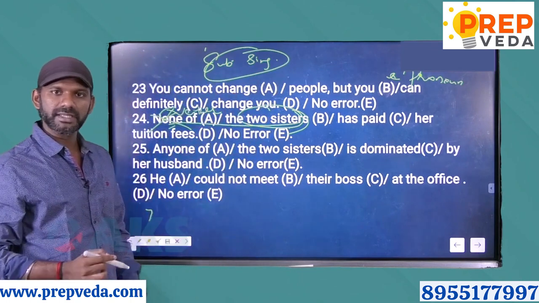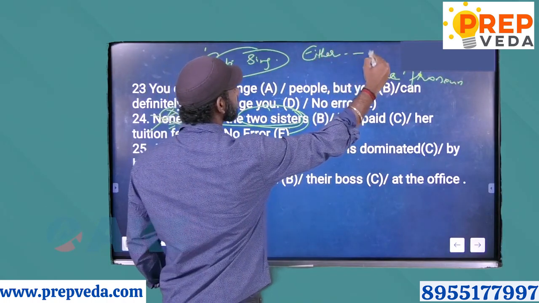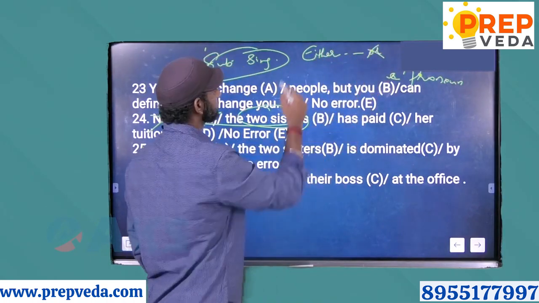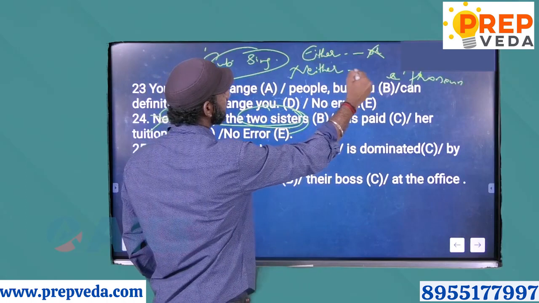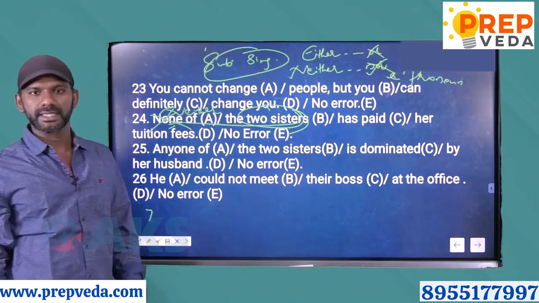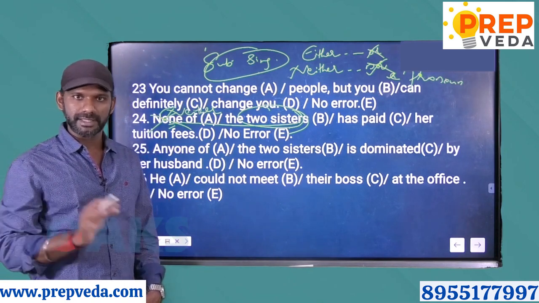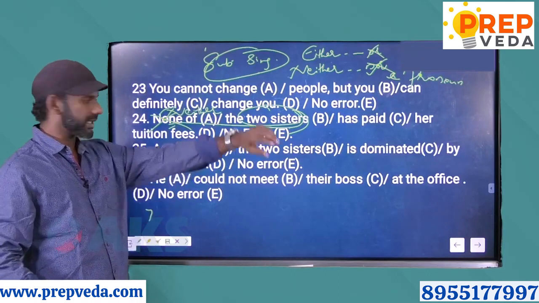The rule that we discussed on subject-verb agreement: when either comes with or, or when neither comes with nor, the subject of the sentence is singular. And if the subject is singular, the verb and the pronoun must also be singular. Come to the same statement once again.